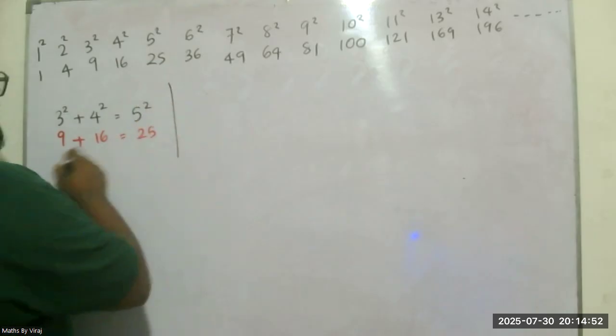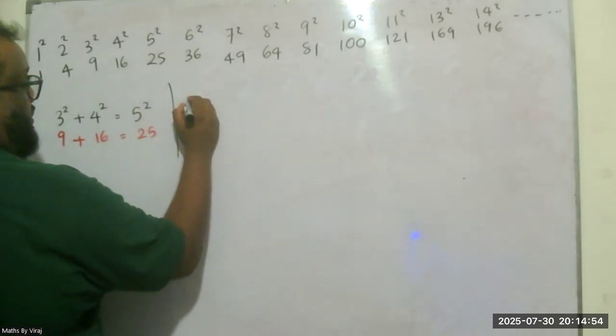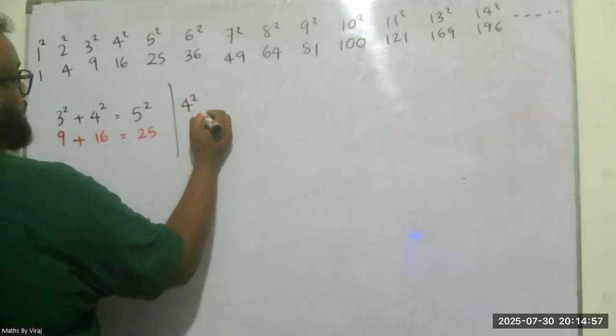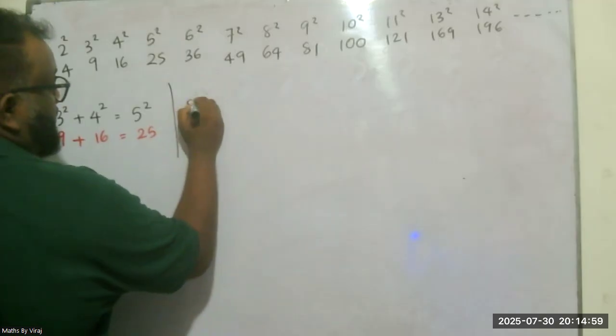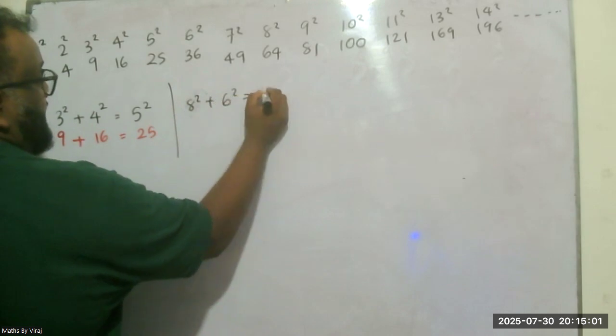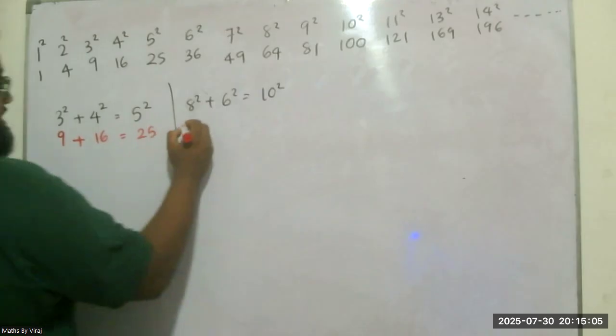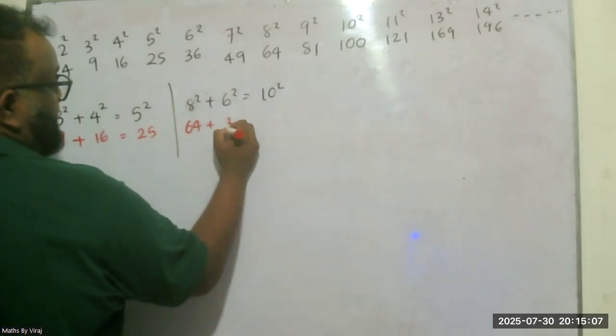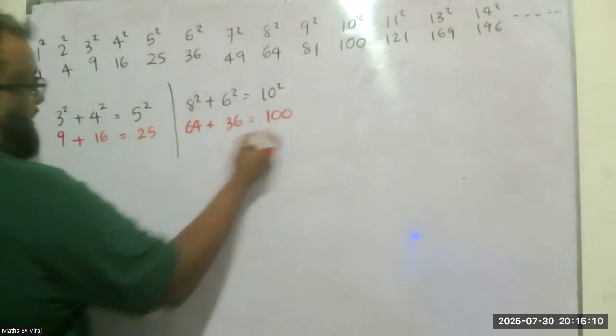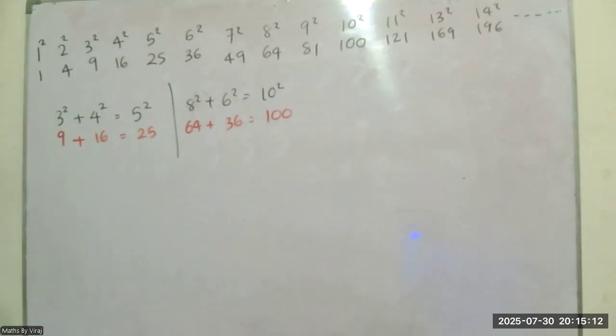Yes, sir. Next we have 8 squared plus 6 squared is 10 squared. That is 64 plus 36 is 100. Am I clear? Yes, sir.